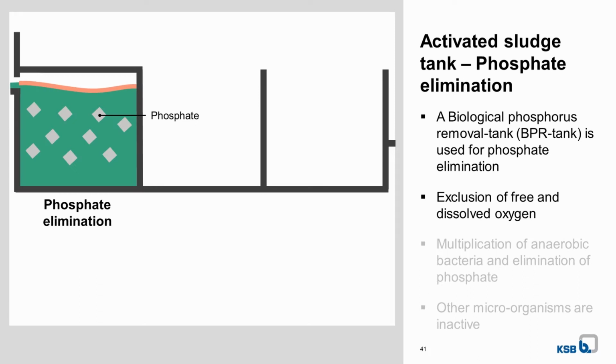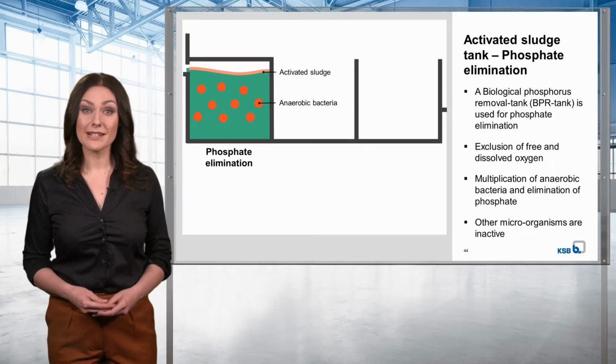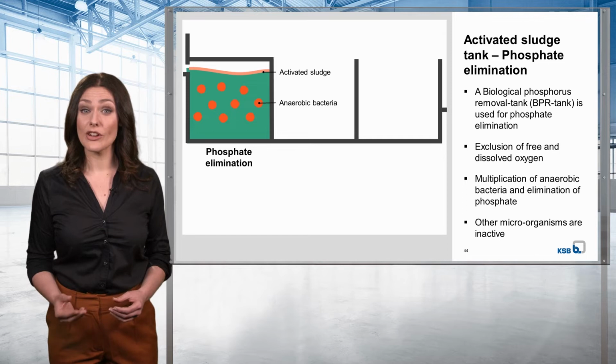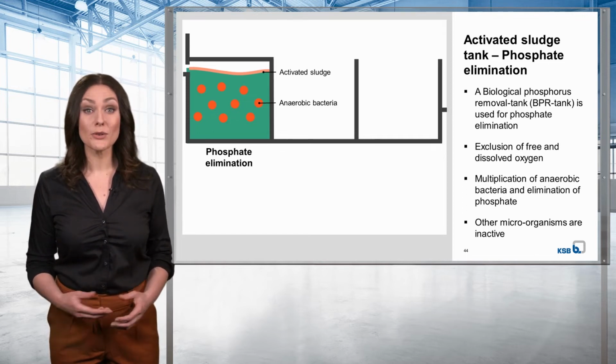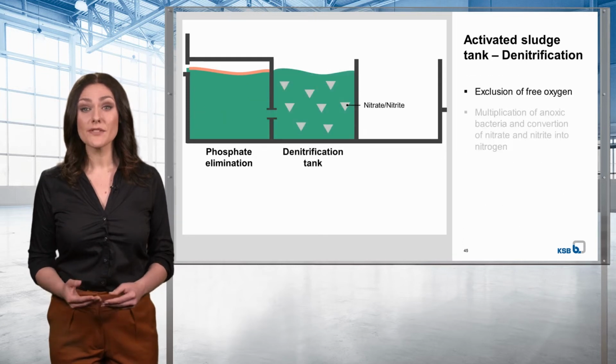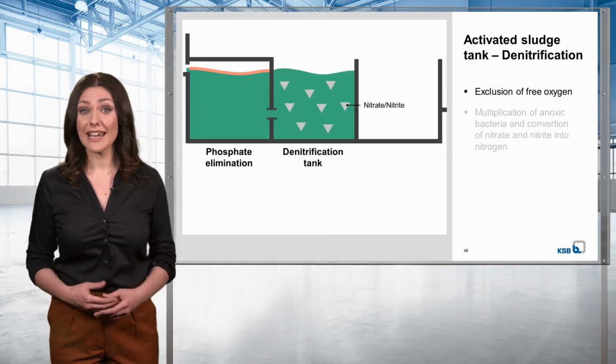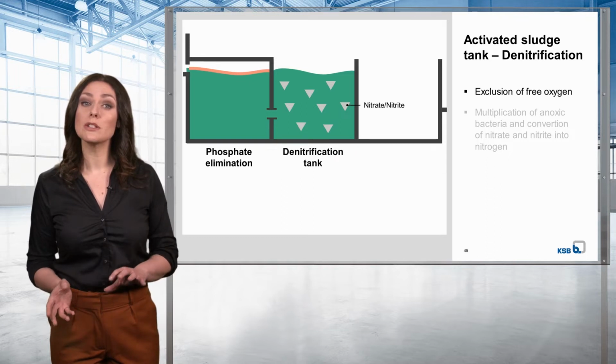Phosphate elimination takes place with the exclusion of free and dissolved oxygen. For this reason, BPR tanks are often covered. This environment creates optimum conditions for anaerobic bacteria to multiply and complete their task of eliminating phosphate. The other microorganisms in the wastewater are inactive during this stage, as, for them, there is either not enough oxygen or none at all.